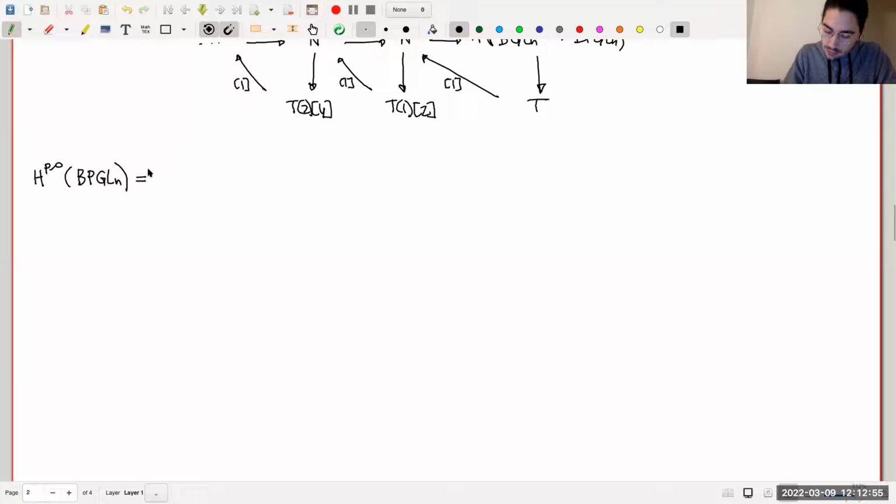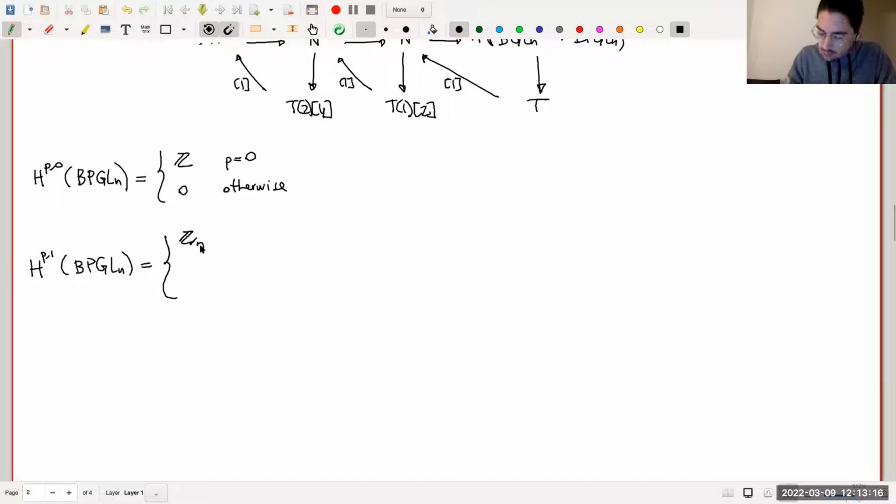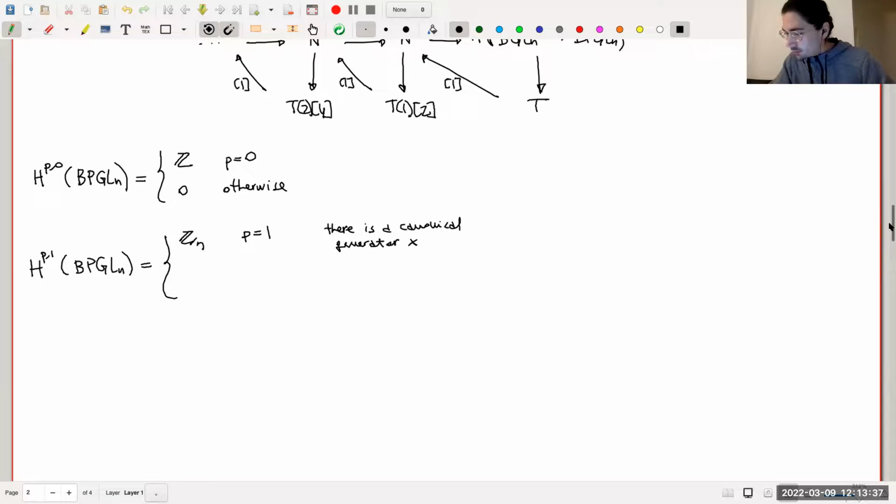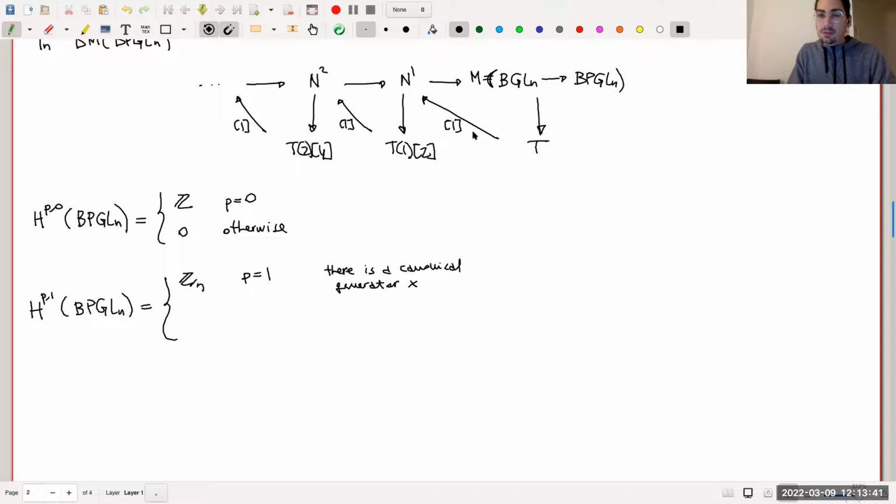H^p of this classifying space is Z for p equals 0 and 0 otherwise. Then in motivic weight 1, we have Z mod n for p equal 1, and there is a canonical generator x. You can see it from this tower. It's the first differential going from T to N1, shifted by 1, and then from N1 to T1,3. So it's in the cohomology of the base with bidegree 1,3, and it's essentially this generator.